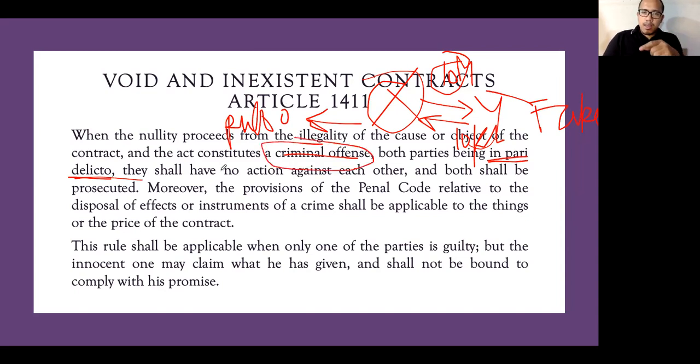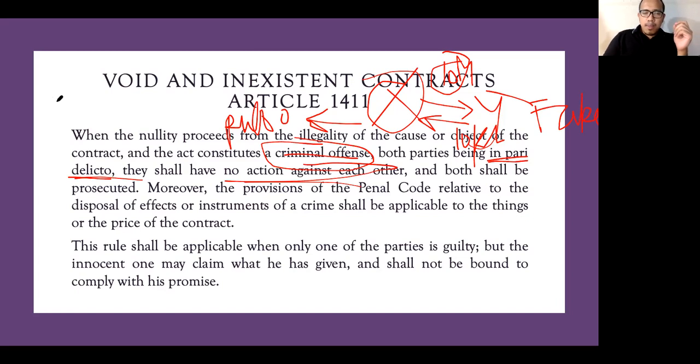So ano mangyayari? Hindi na pwedeng kasuhan. Bukas lang kung magkasuhan sila. Sabi ni X, kasuhan kita, dineliver mo pala sa akin tawas. Kasuhan kita sa korte. O si Y naman, ikaw din naman eh. Kasuhan kita, peke yung binigay mo sa akin. Walang ganun ha. They don't have a cause of action against each other.